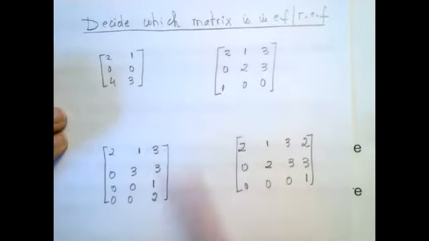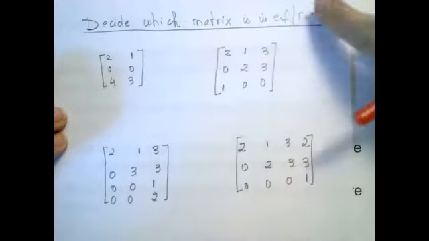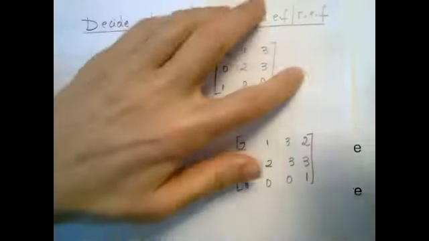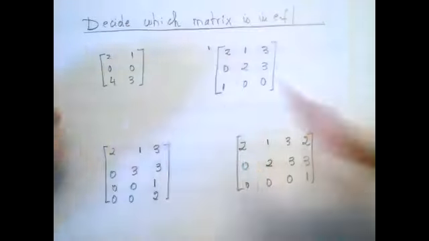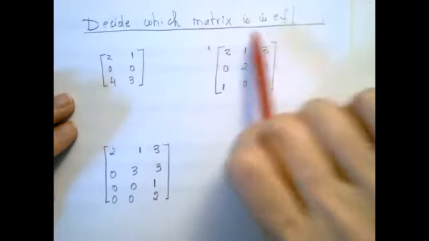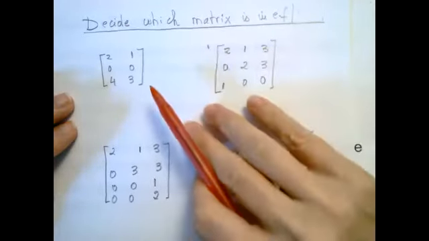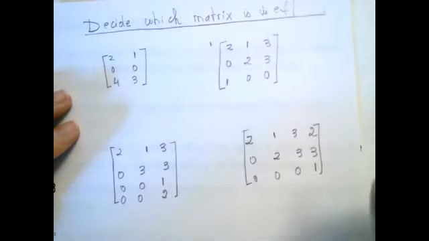I have a bunch of matrices, and forget about the second word for now. We'll introduce it in a second. So my question now is, decide which matrix is in echelon form. For each matrix, we have to decide which one is in echelon form.